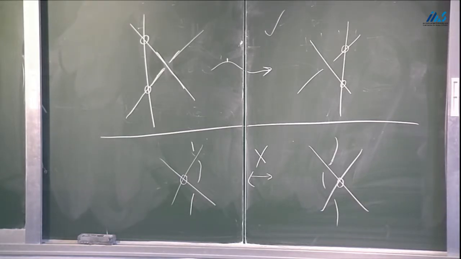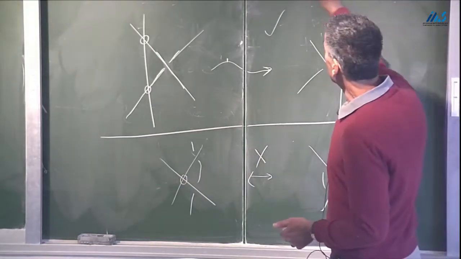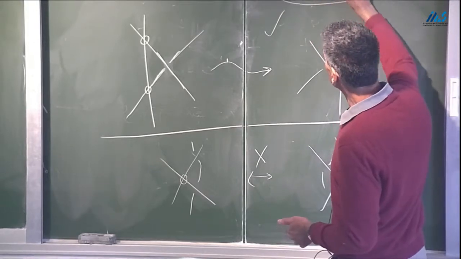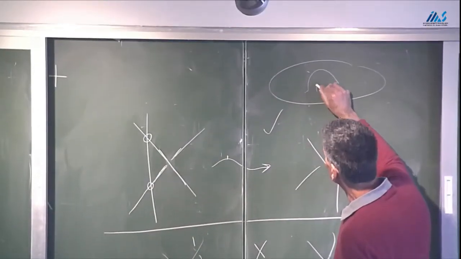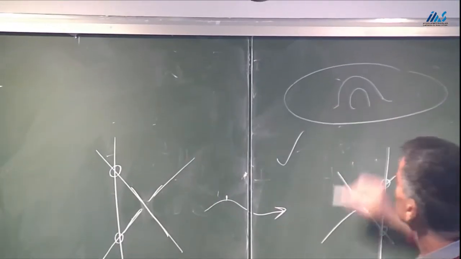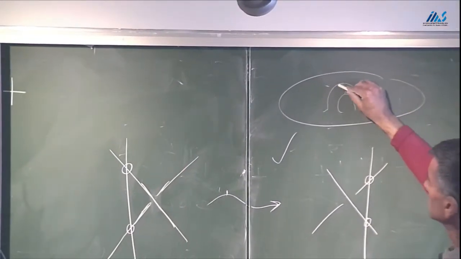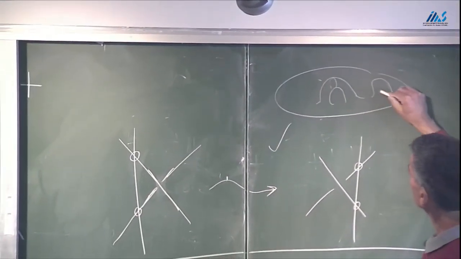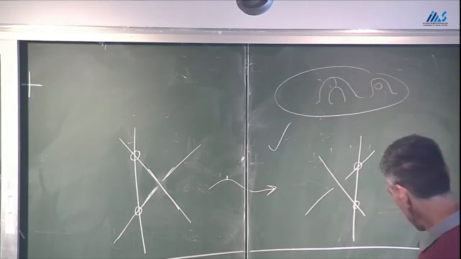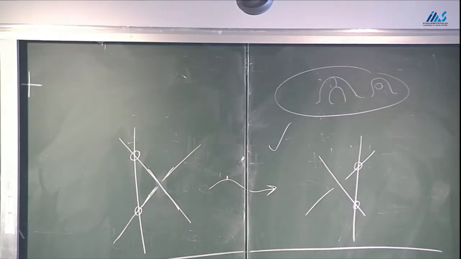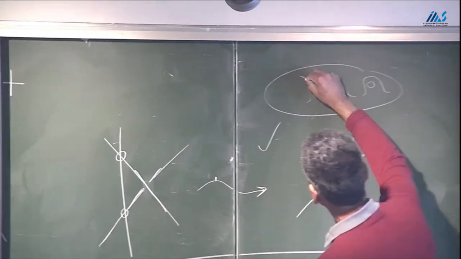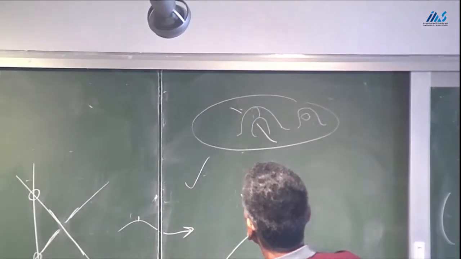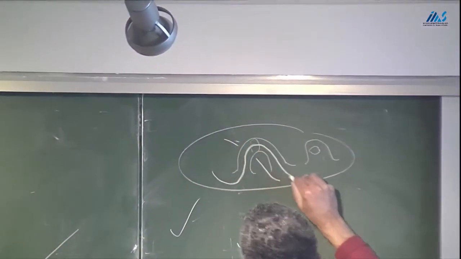Later it was discovered that this theory of virtual knots is completely equivalent to taking diagrams on surfaces. So instead of on the plane, you can take a plane with some handles added to it, and then these virtual crossings become things like this.